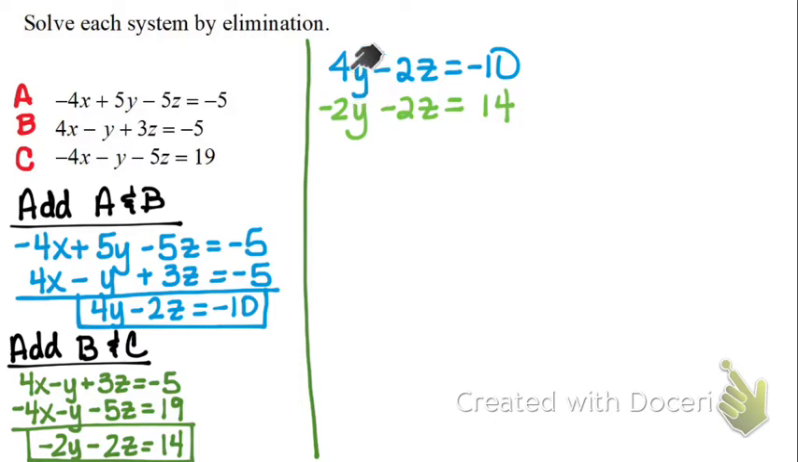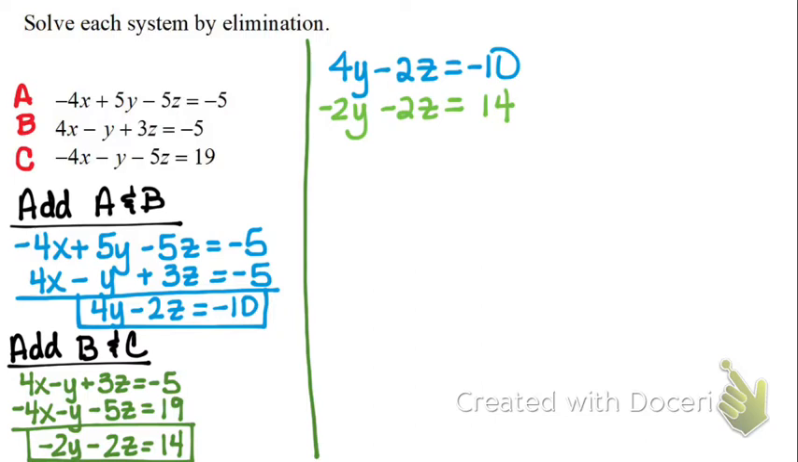Either way, we are going to have to multiply. So if we try to eliminate y, then I would need to make this a 4 and a negative 4, which means I would have to multiply this by 2. Or I can try to eliminate z by multiplying one of these by negative 1. So raise your hand if you want to eliminate y. Who wants to eliminate z? All right, so we're going to eliminate z.